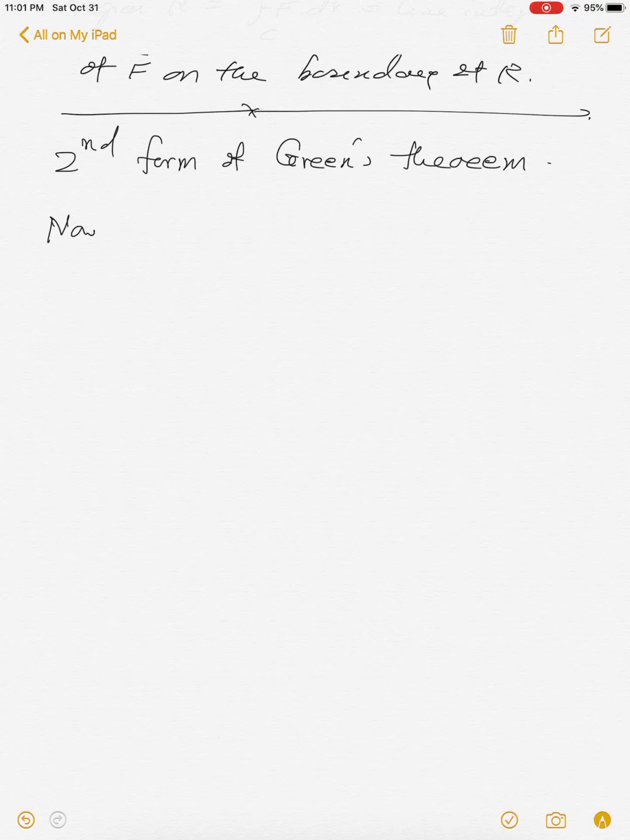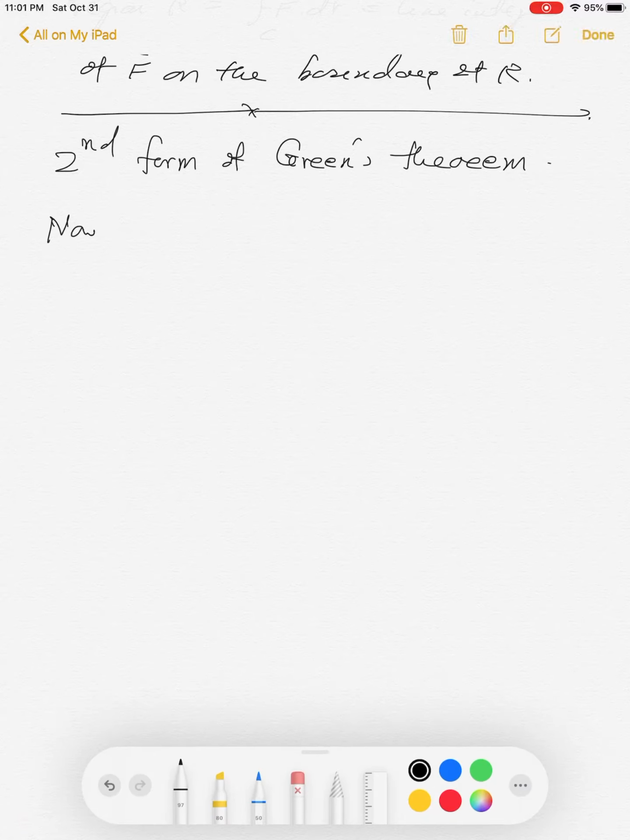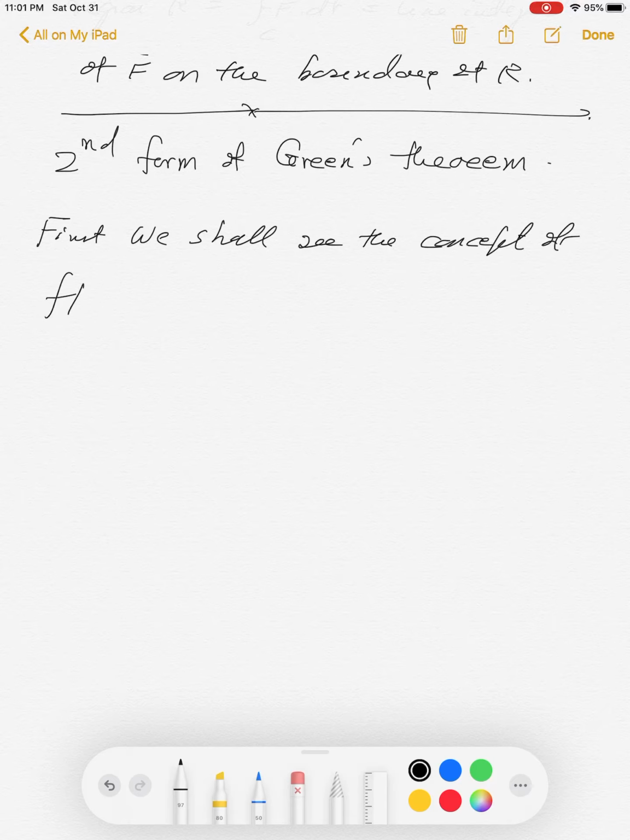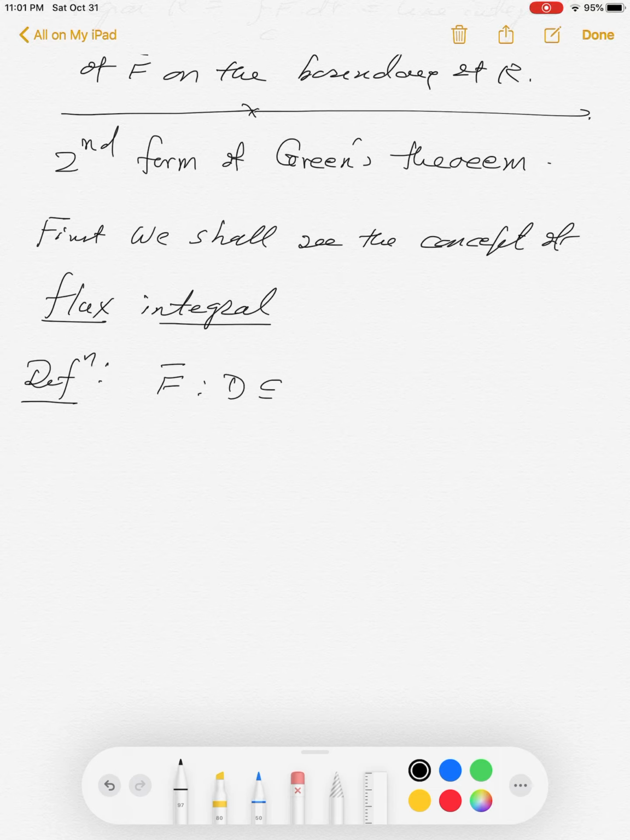And for this, I will introduce first of all the concept of flux integrals. So first we will see the concept of flux integrals along a curve.